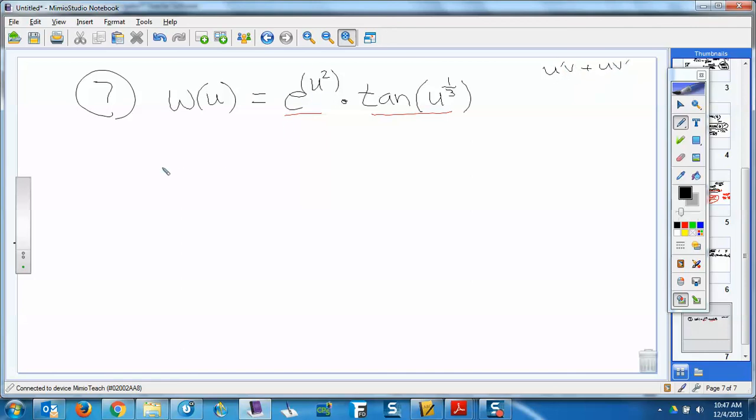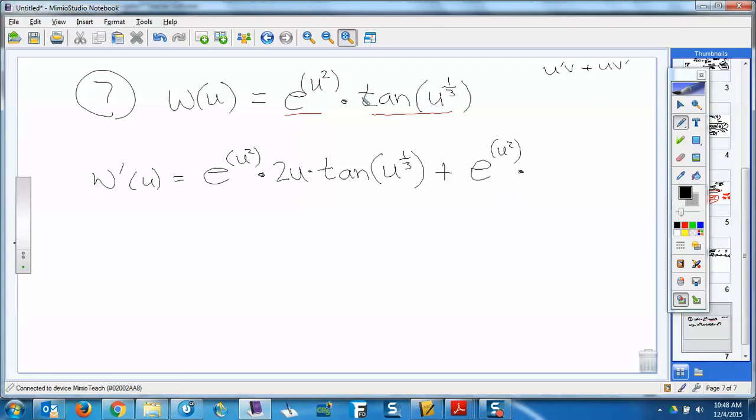So let's just look at the derivative of the first. What's that derivative? E to the u squared. E is its own derivative times the derivative of the inside, 2u, right? So all that is the u prime times v, which is the tangent u to the 1/3 left alone, plus the first left alone, which is e to the u squared, times the derivative of this.